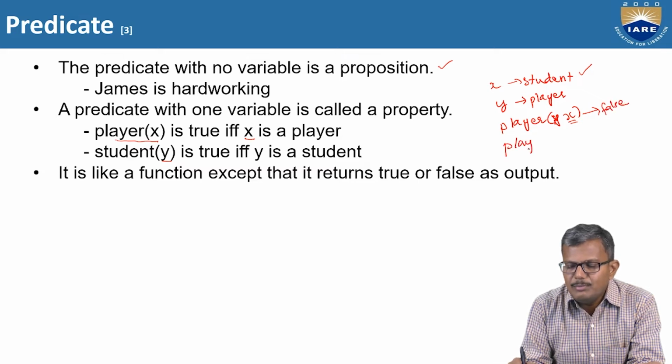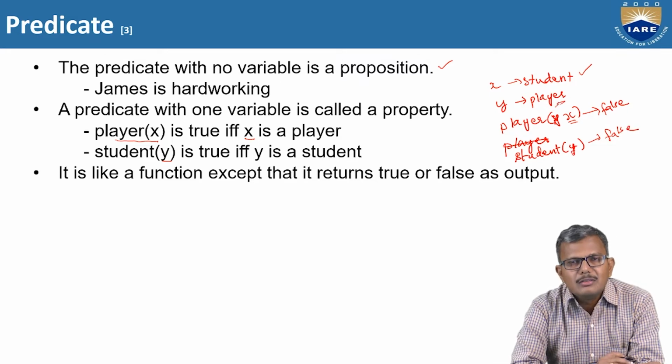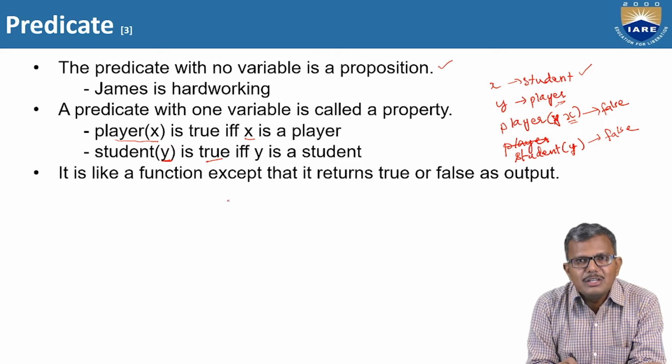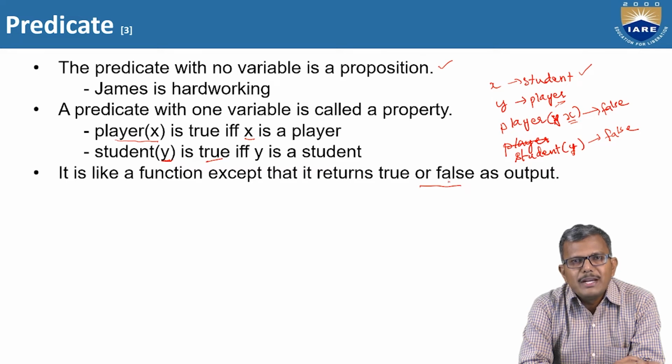Similar to that one, if I write student of Y, then it is also going to be false. Why? Because Y is not a student, but a player. So for player X, you are going to get true when X is a player. Similarly, you are going to get true for student Y when Y is a student. That means predicates are like functions, except that they return true or false as the outputs. For predicates, you can expect true or false as the outcomes.